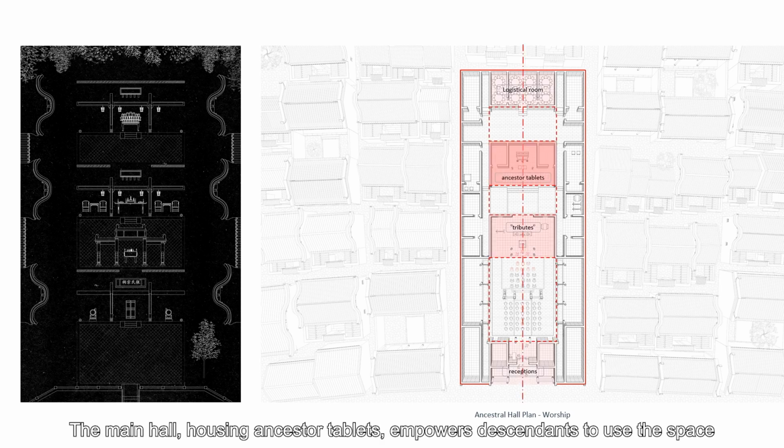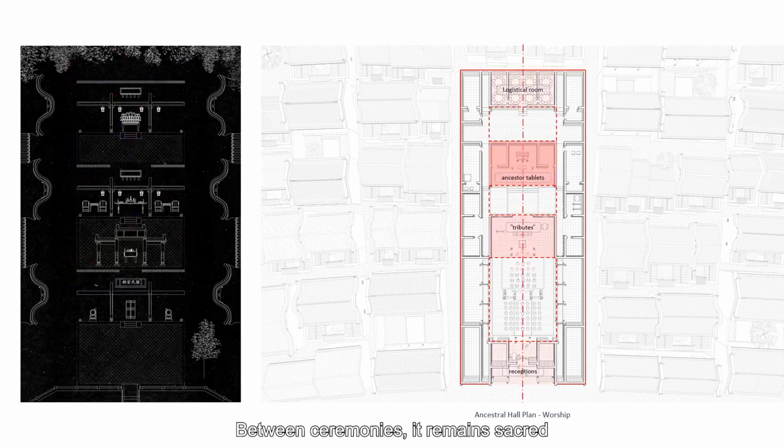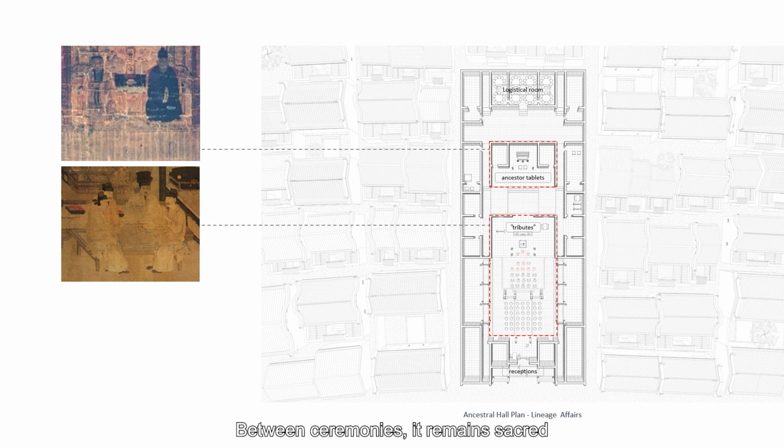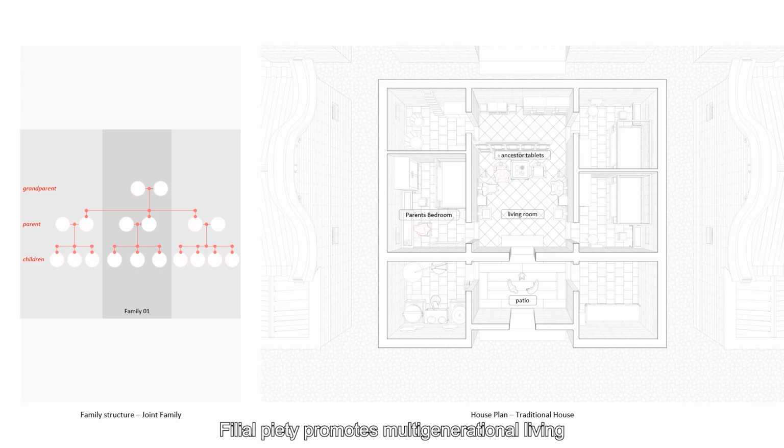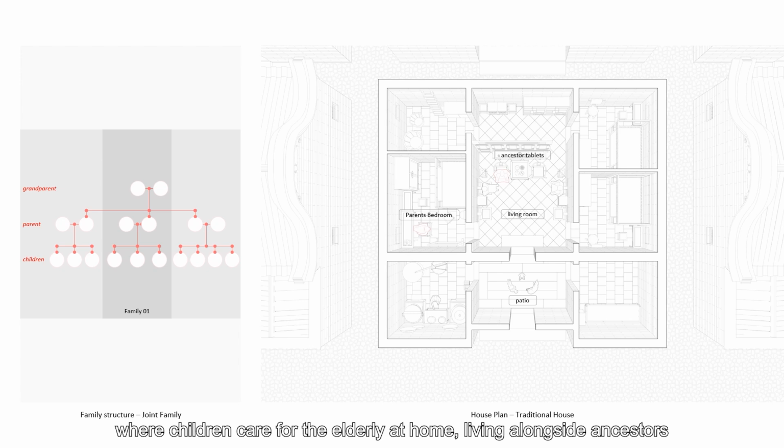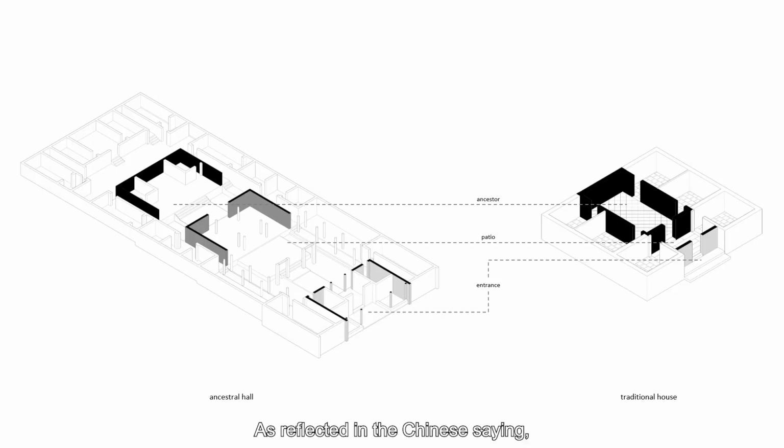The main hall, housing ancestor tablets, empowers descendants to use the space. Between ceremonies, it remains sacred, while front halls and patios host lineage activities. Filial piety promotes multi-generational living, where children care for the elderly at home, living alongside ancestors. As reflected in the Chinese saying, serving the dead is like serving the living. Ancestral halls mirror houses with their distinct social hierarchies.